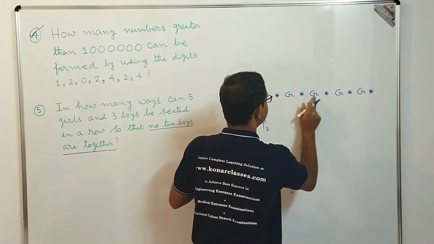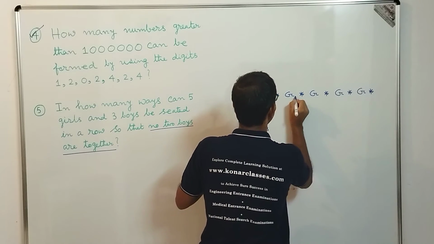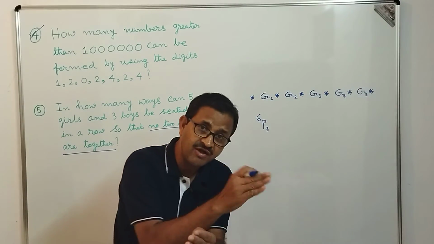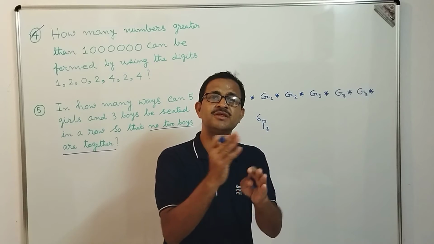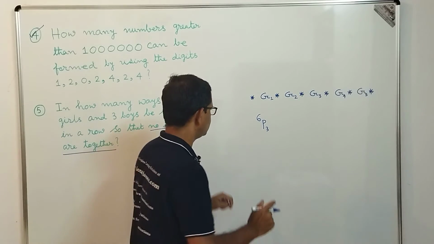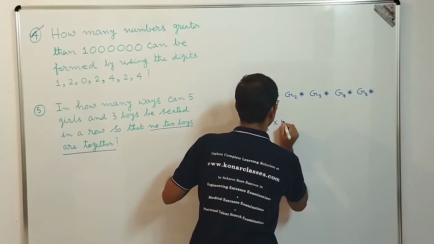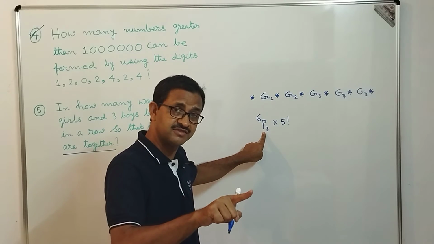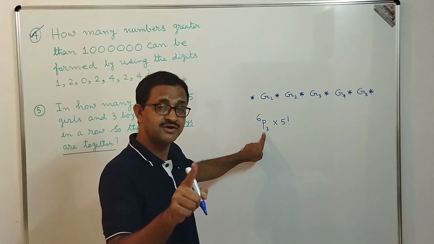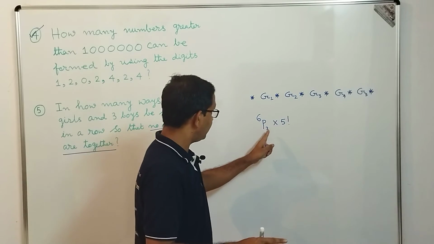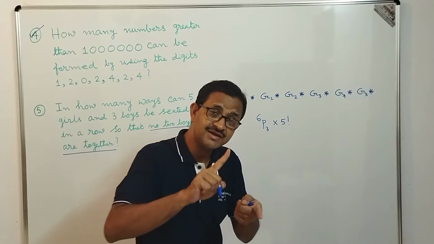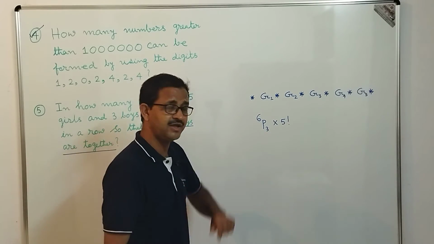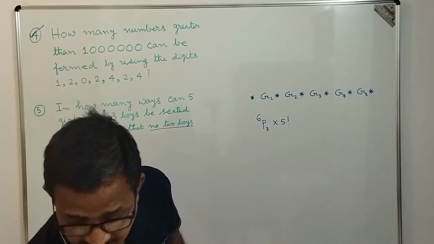Now for each of these arrangements, we can make the permutation among these girls. These are the positions of the girls, right? You can name them G1, G2, G3, G4, G5. These are the 5 girls. Now those 5 girls can arrange among themselves in how many ways? Factorial 5 ways. So here comes the principle of multiplication. For each of the 6p3 arrangements of the 3 boys where no 2 boys are together among these girls, we are able to arrange the girls in factorial 5 ways. So 6p3 into factorial 5 is the required number of ways.